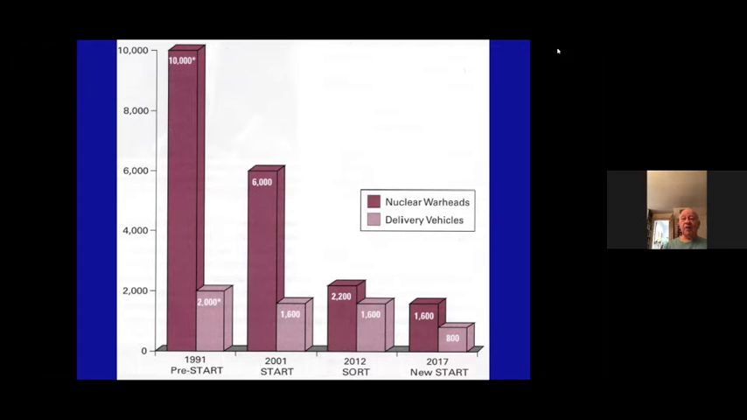The Trump administration has claimed that China needs to be brought into this agreement. Russia claims that they want to go ahead with an extension of the treaty and negotiations to limit the numbers further. So that's where we stand with that matter. The next slide.